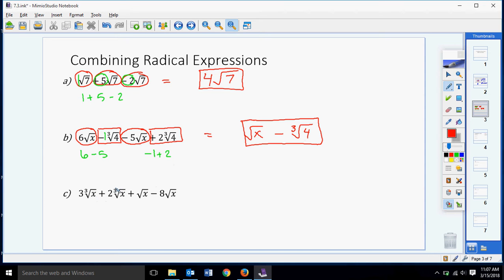Down here, again, I'm going to circle and box in some like radicals. So it looks like this is the cube root of x, and this is the cube root of x. Square root of x and the square root of x. Now I just combine the coefficients. 3 plus 2 is 5. There's 5 cube root of x's. I have a 1 minus 8, so that'd be a negative 7 square root of x's.